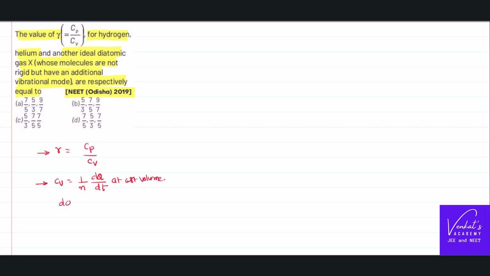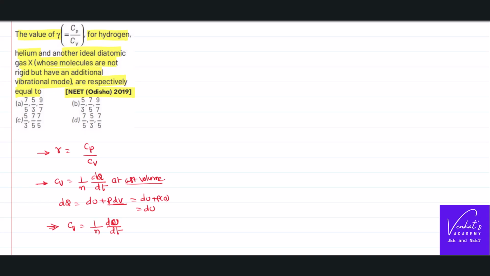We know, as per the first law of thermodynamics, dq equals du plus dw. dw can be written as pdv. At constant volume, dv equals 0, so pdv also becomes 0. So dq becomes du plus pdv, which equals du. So I can rewrite the Cv equation as 1 by n du by dt.